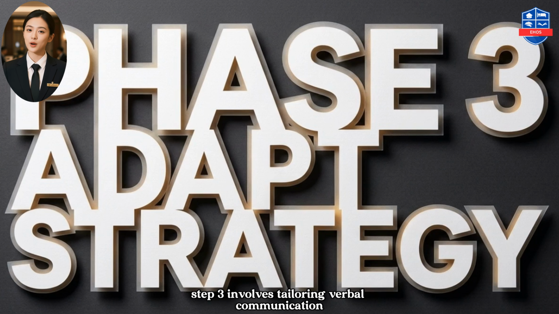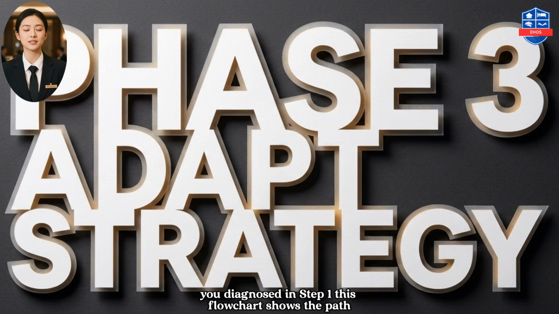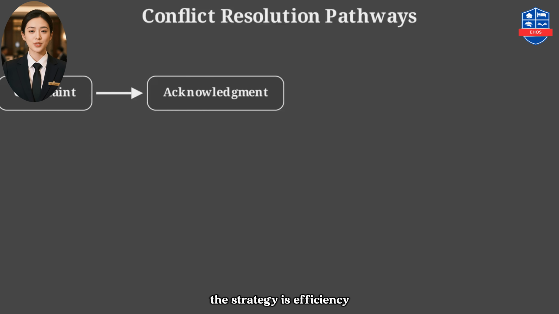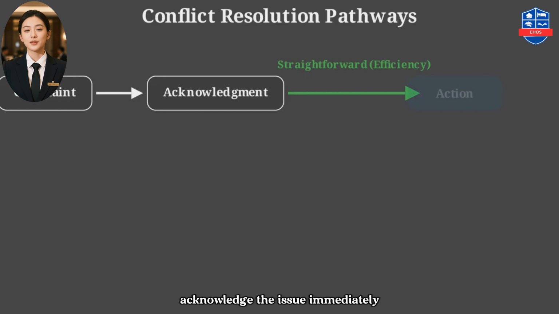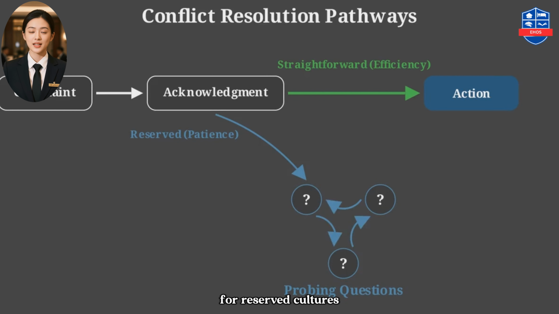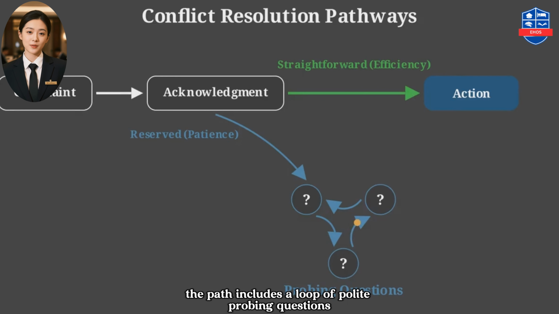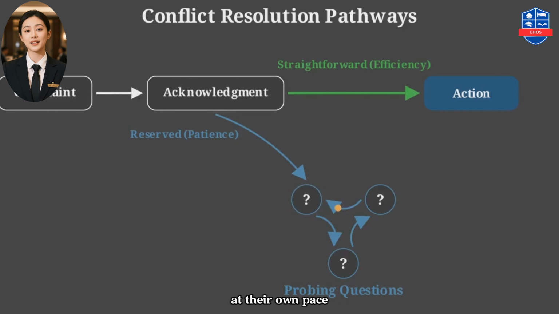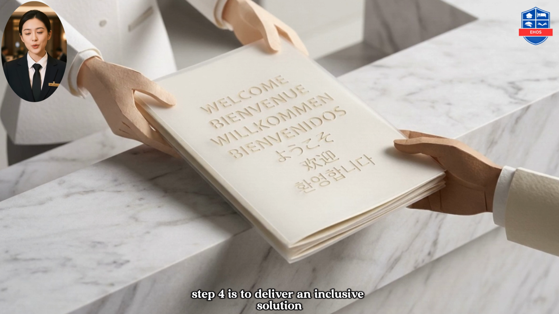Step 3 involves tailoring verbal communication based on the communication style you diagnosed in Step 1. This flowchart shows the path for straightforward cultures. The strategy is efficiency. Acknowledge the issue immediately and move into solution-oriented dialogue. For reserved cultures, the path includes a loop of polite probing questions, allowing the guest to clarify the root issue at their own pace. Step 4 is to deliver an inclusive solution.